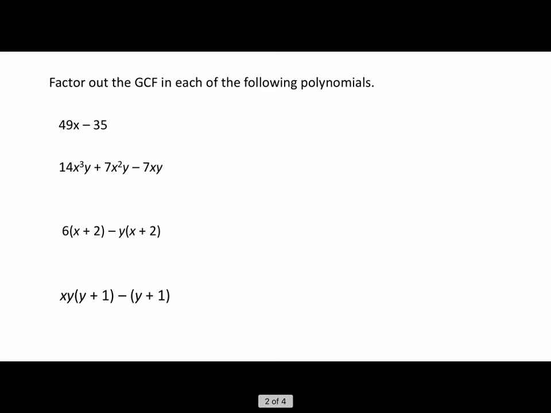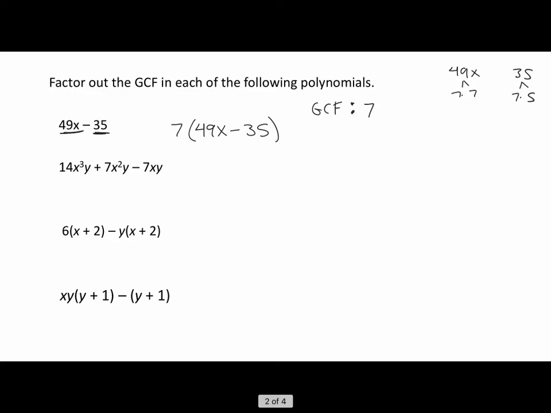Our first example is a binomial separated by subtraction. So the first thing that we want to do is find the greatest common factor for 49x and 35. So 49 is 7 times 7 and 35 is 7 times 5. So these do have a factor of 7 in common for the two terms. So I'm going to factor out 7 from this binomial.